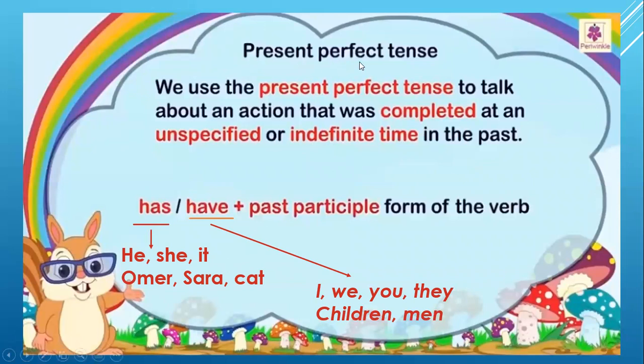Then we use present perfect tense. Suppose, as in the previous page I told you, you broke your ruler and your teacher asks, what happened, boy? Then you say, I have broken my ruler. It means this action has already been done.